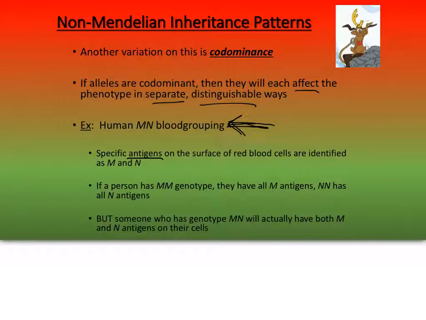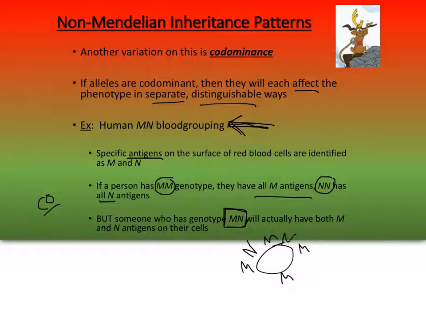antigens. If a person has the genotype MM, they have all M antigens. If the person has the genotype NN, they have all N antigens. But this is a codominant trait. So if someone has genotype MN, one of each, then that red blood cell is going to have both M antigens and N antigens on its surface. So that's what codominance means.